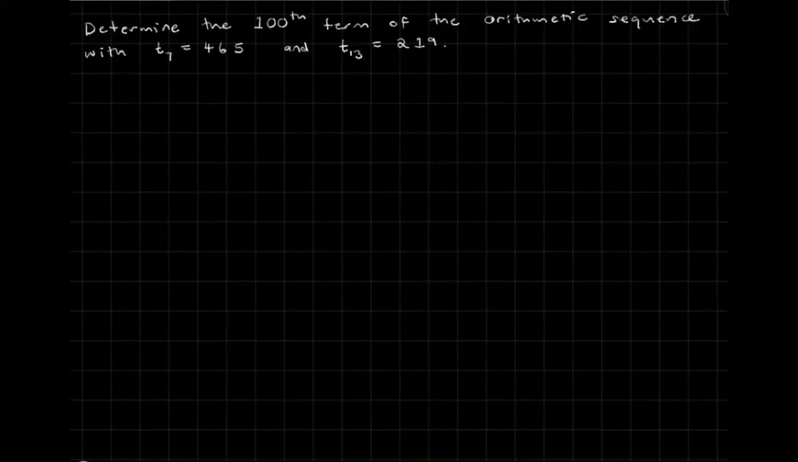Alright, let's determine the 100th term of the arithmetic sequence with the 7th term T7 equal to 465, and the 13th term T13 equal to 219. In an arithmetic sequence, we can apply the general formula Tn is equal to a plus n minus 1 times d. We know that T7 is equal to a plus, where the term number here is 7, so we get 7 minus 1 d is equal to 465.